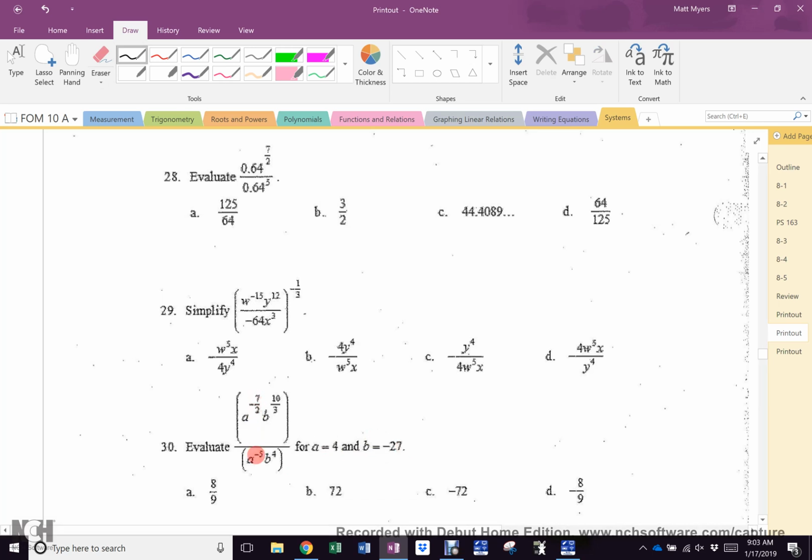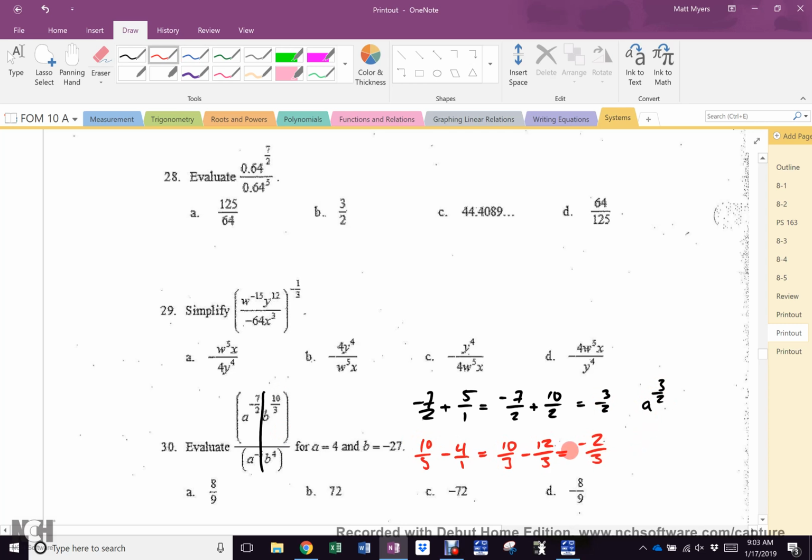So, you've got negative 7 halves and negative 5. Well, isn't that negative 7 halves plus 5 over 1? Which would be negative 7 halves plus 10 over 2, which would be 3 halves. Yes? Right? So I would have A to the 3 halves. Then B, I have 10 thirds minus 4 over 1, which is 10 thirds minus 12 over 3, which is negative 2 thirds, which gives me B to the negative 2 thirds. Yes? Which would be A to the 3 halves over B to the positive 2 thirds. Yes? Because negative exponent, yeah?